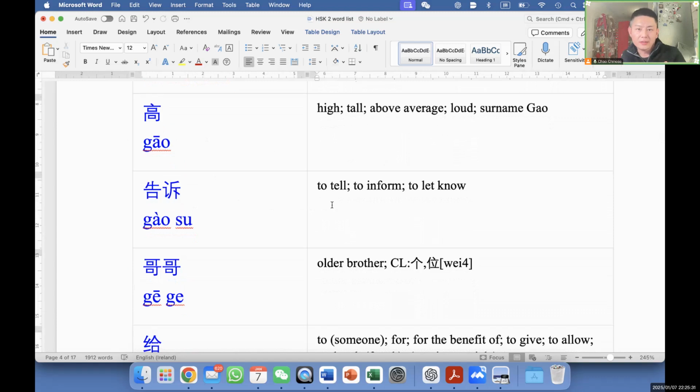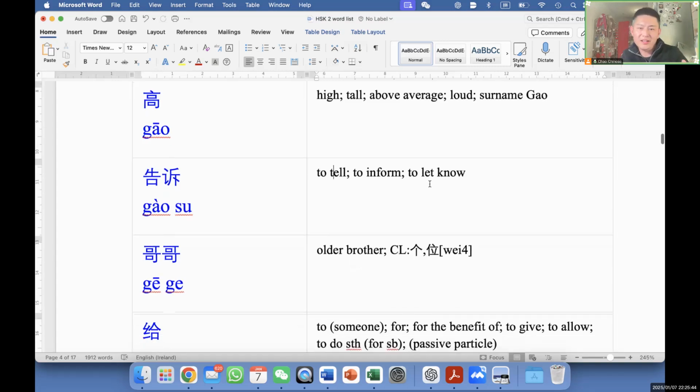我告诉你 something. Okay, 他告诉我 told me. 他告诉我明天我们要去北京。他告诉我他明天要去北京。告诉.